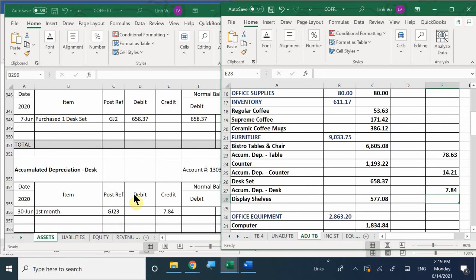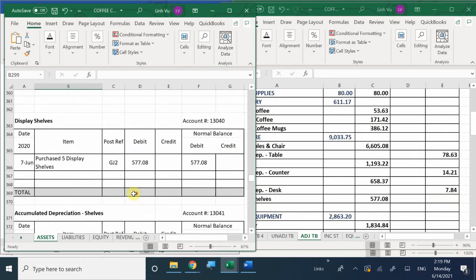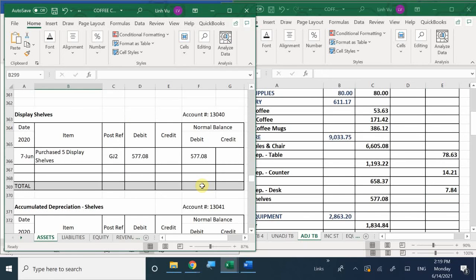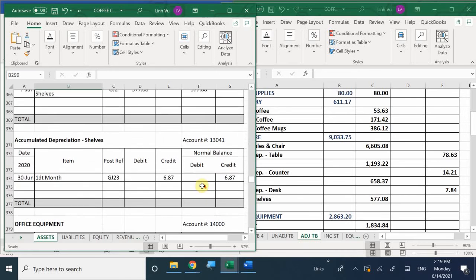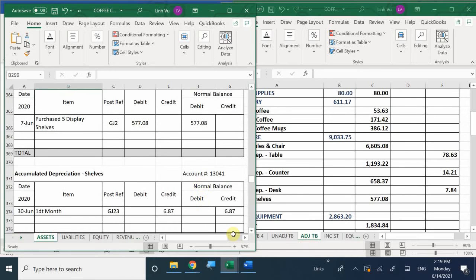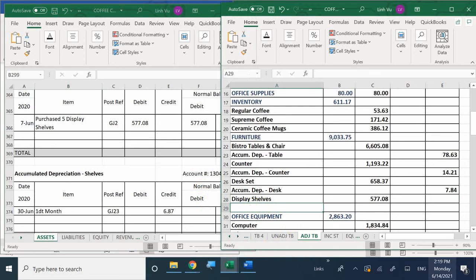Last but not least, we have our display shelves. They stayed at $577.08. However, we have a contra account because we used them. So in this case, Acct depreciation for the shelves, $36.87. So that's how much we used of the furniture.